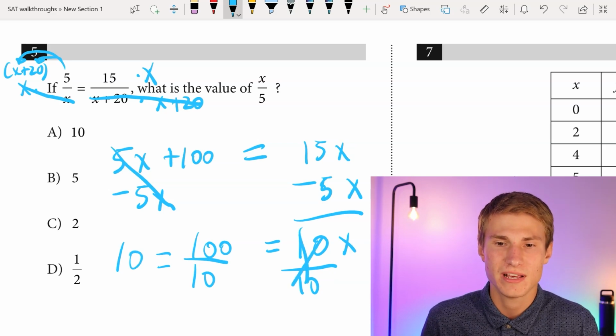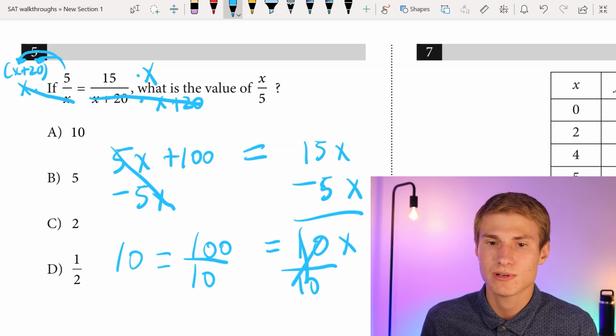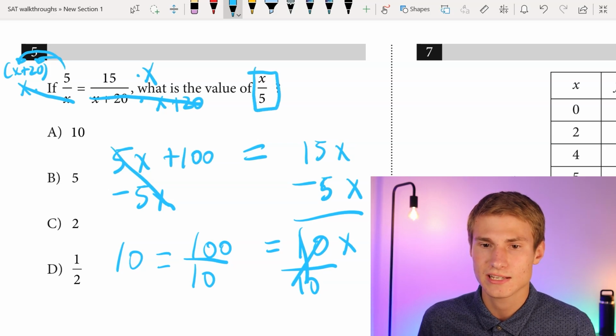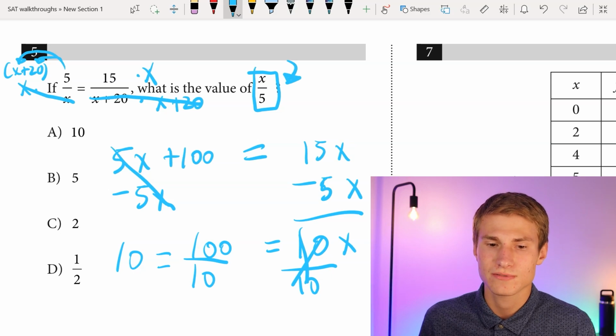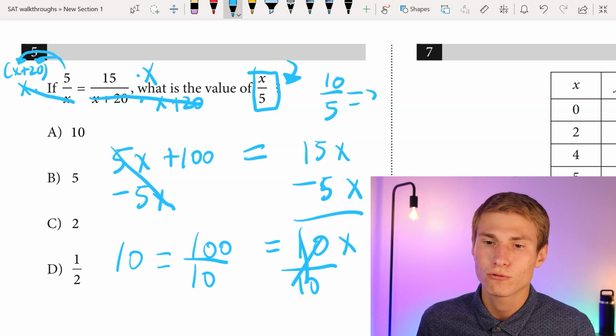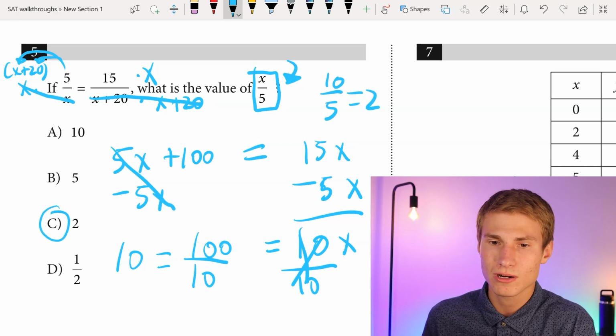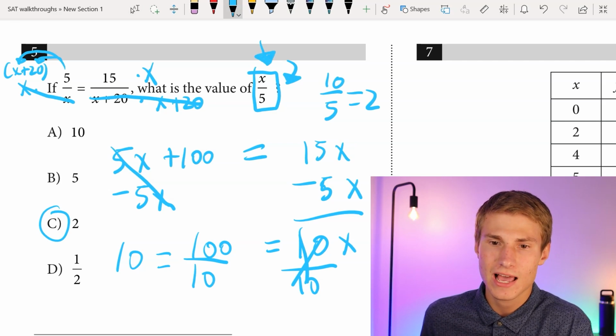So our answer there is going to be answer choice not A, because we have to solve for the value of x over 5. See, I tricked you there, just like the SAT would. We need to solve for x over 5. We know that x is 10, but we have to take that 10 and divide it by 5, which we know then gives us an answer of 2. So our answer there is going to be C. We always want to pay close attention to what we're asked to answer the question with. In this case, that's x over 5, which is going to be answer choice C.